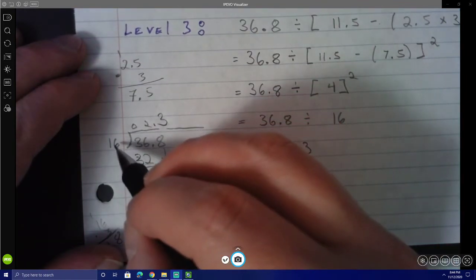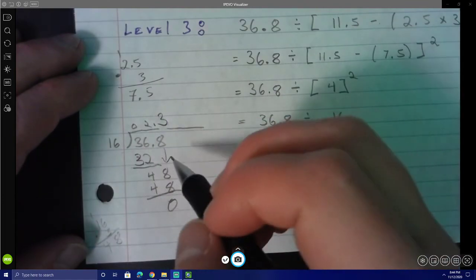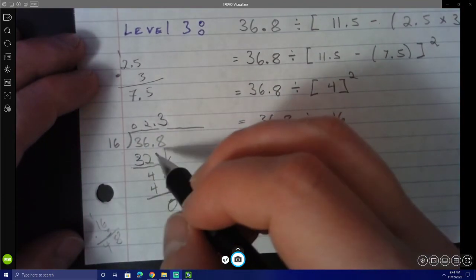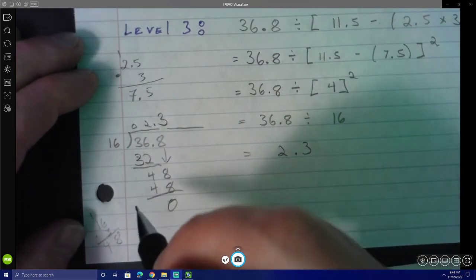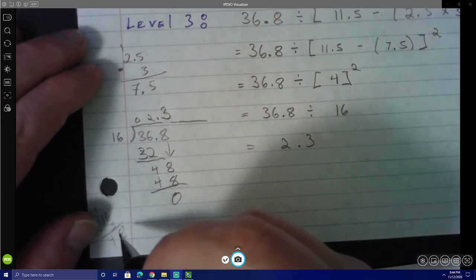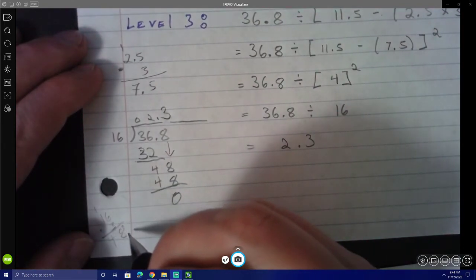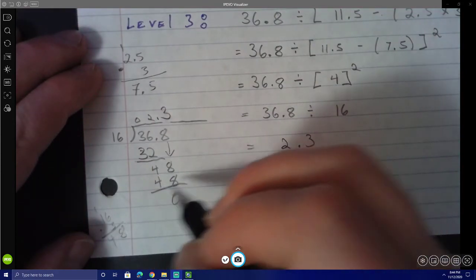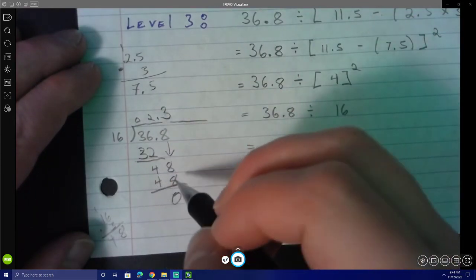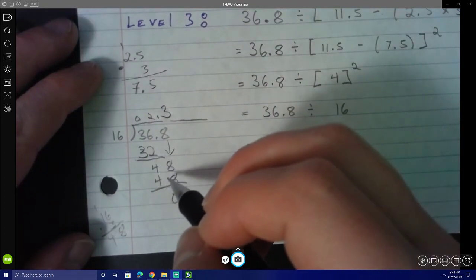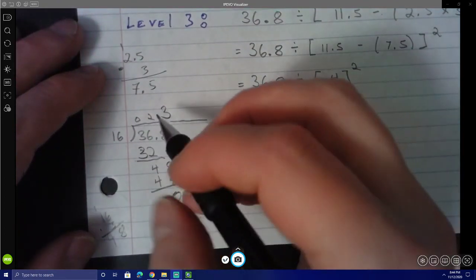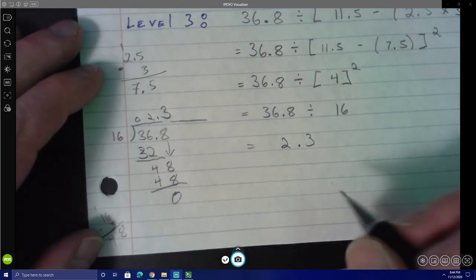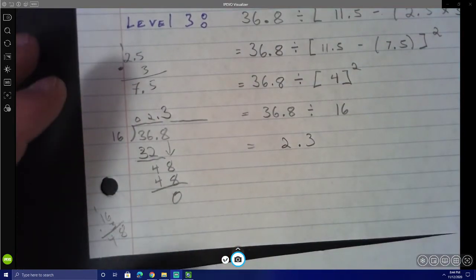From here, I was thinking, what times 16 would go into 48? I knew that I had tried 2 for 36, so I tried 3. Here you can see me doing 16 times 3 to see what I would get. I noticed I got 48. I'm like, perfect. So I put my 3 there, put my 48 there, and I knew 48 minus 48 was 0. And I'm left with 2.3 as the final answer.